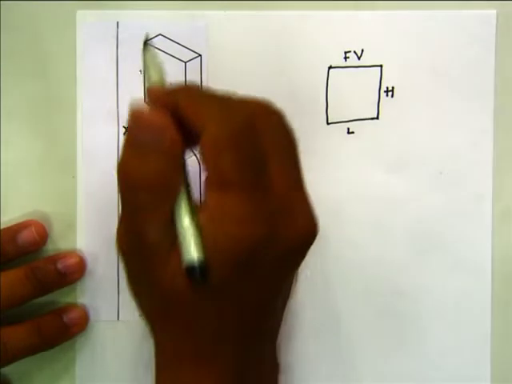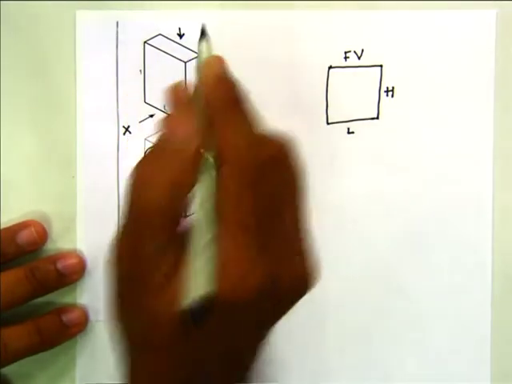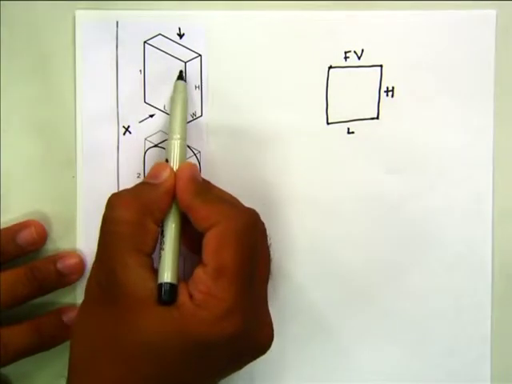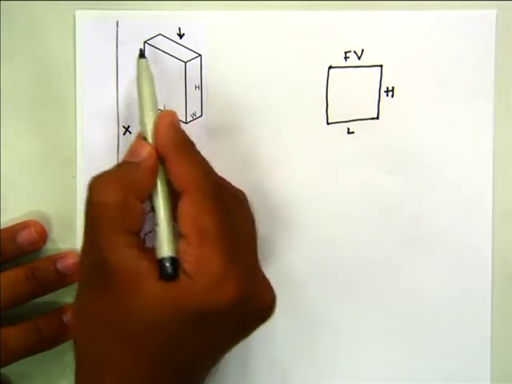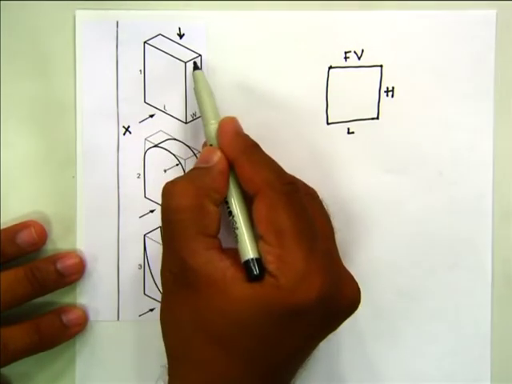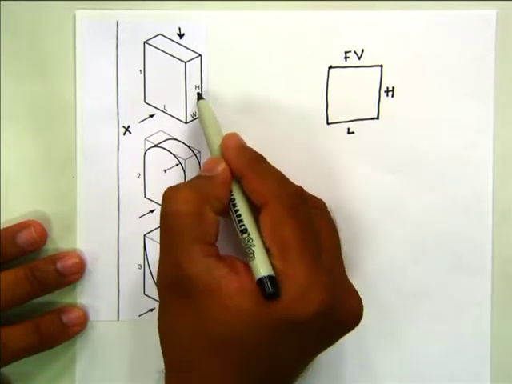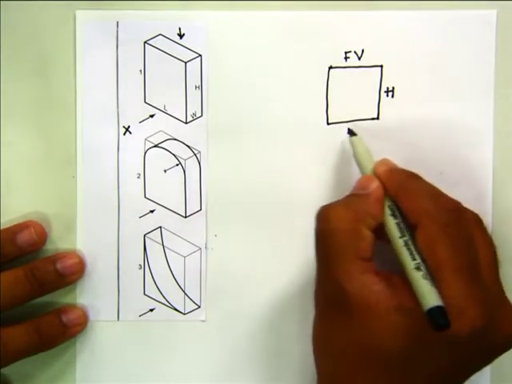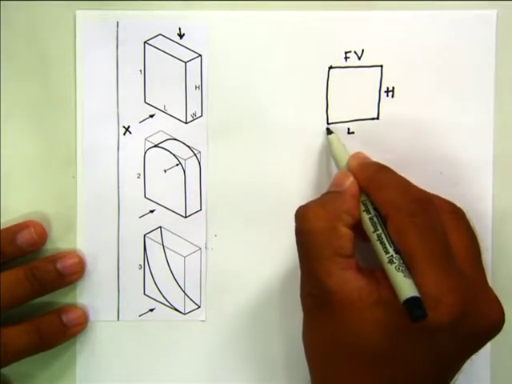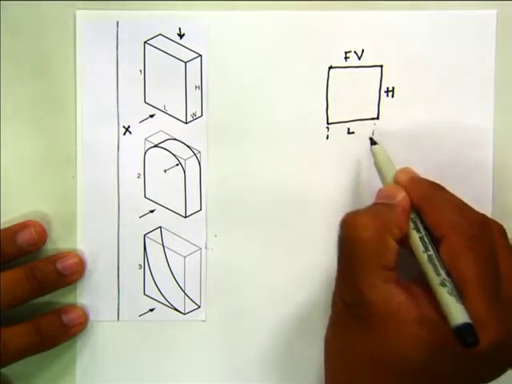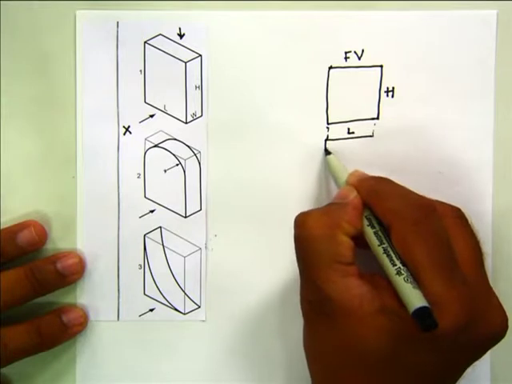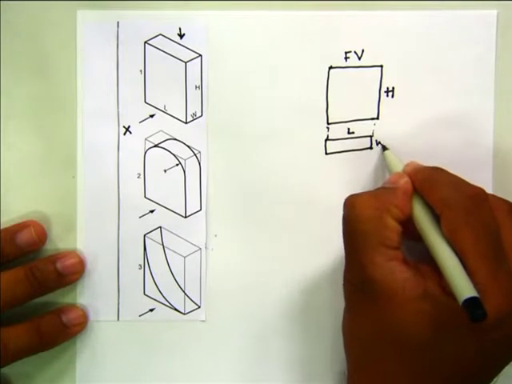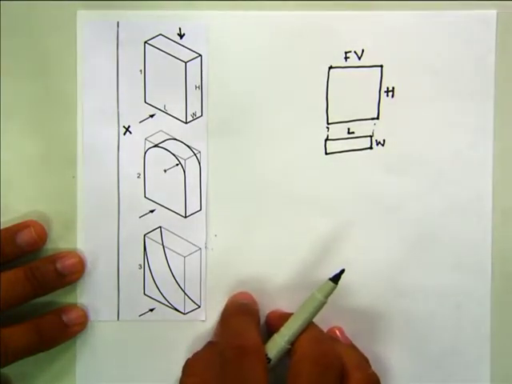Now, when we are viewing from the top, we can see L and W. We cannot see H. So the top view you can draw having length L and W.